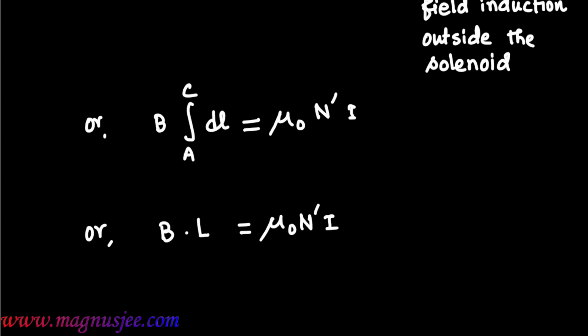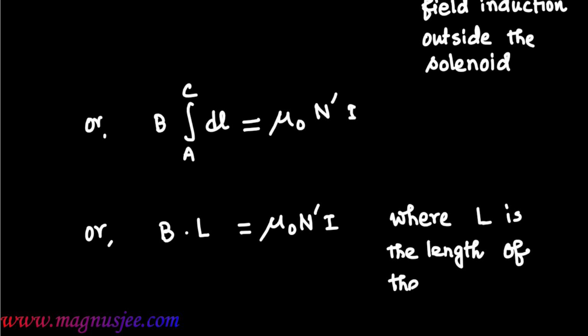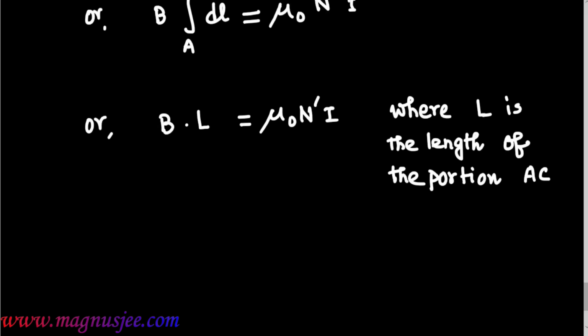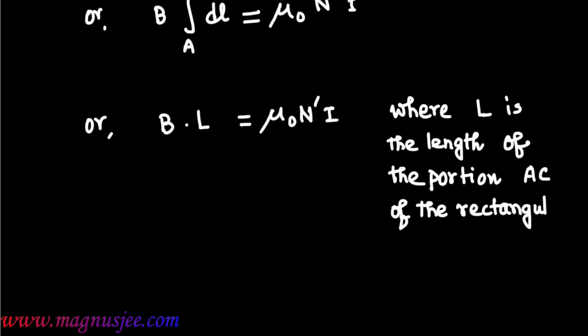B integration A to C of dl equals mu 0 n prime I. So B into capital L equals mu 0 n prime I, where L is the length of the portion AC of the rectangular closed path. Integration A to C of small dl is equal to capital L, where capital L is the length of the portion AC of the rectangular closed path ACDG.